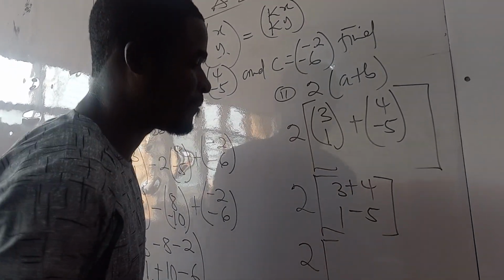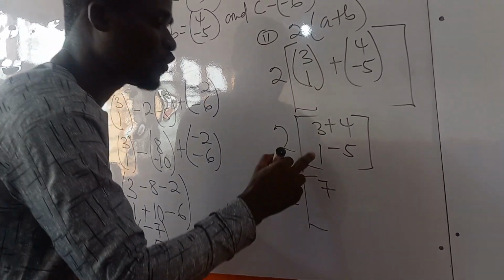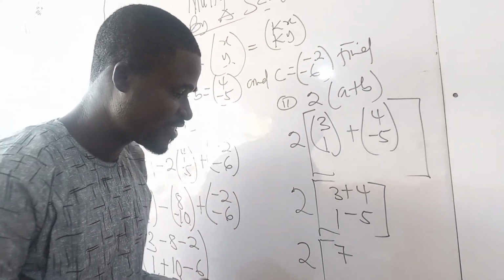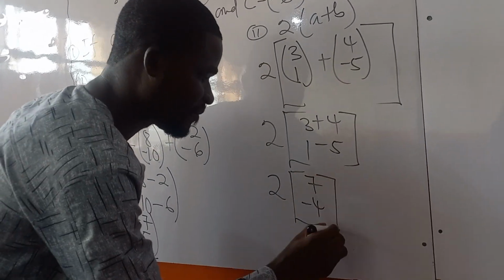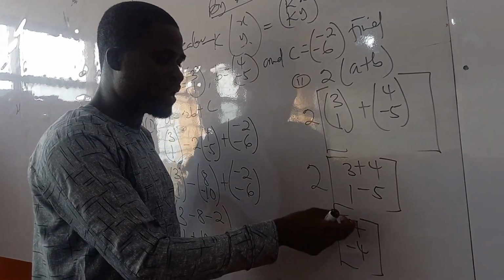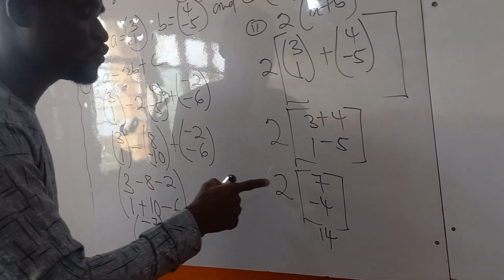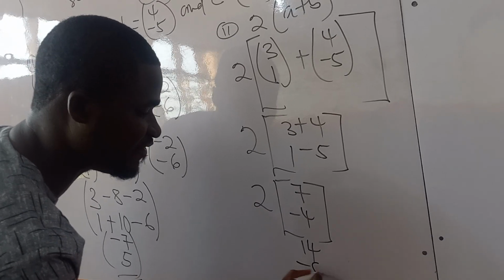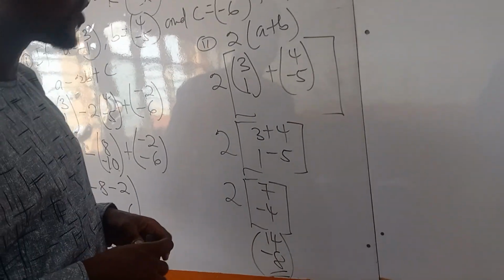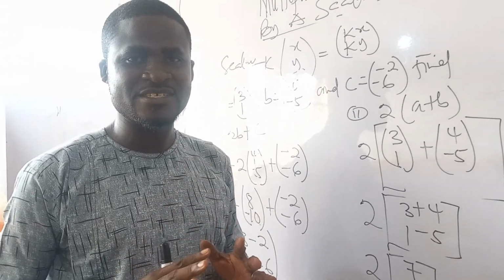2, in your parentheses, 3 plus 4 will give us 7. 1 minus 5 will give us negative 4. Take note. Now, this is a whole number. Because it's a whole number, we are going to use the 2 to multiply the numbers. So 2 times 7 will give us 14. Then 2 times negative 4 will give us negative 8. That's your final answer. Very interesting. And also, look at the presentation, the way I've presented my work. Very neat. Math is all about neatness.